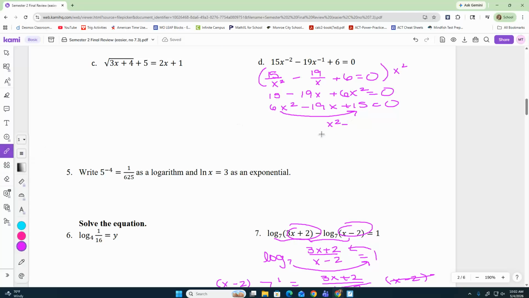6x squared minus 19x plus 15. X minus 9, x minus 10. Divide our 6 back and set those equal to 0. So that gives us a 3 halves and a 5 thirds. Is that okay? Anything else?